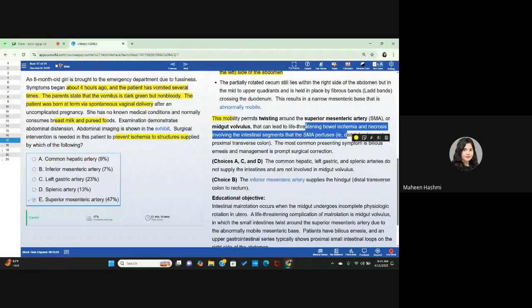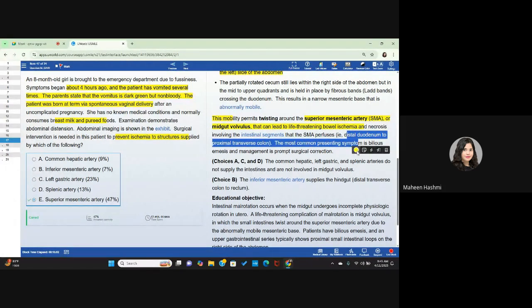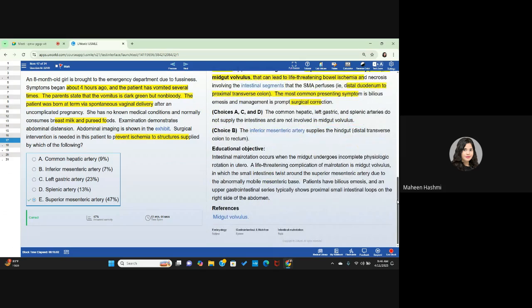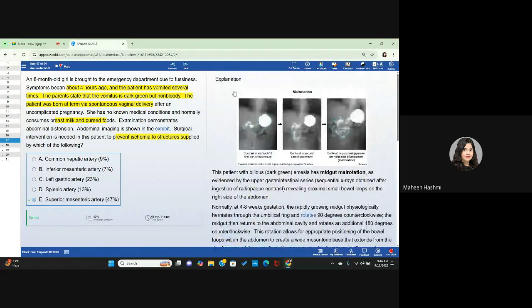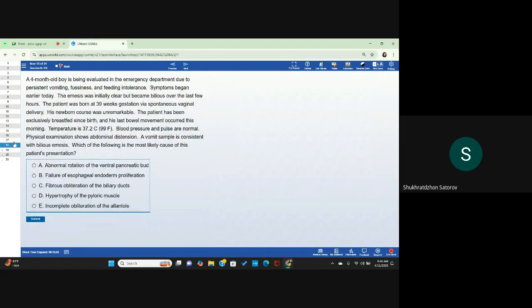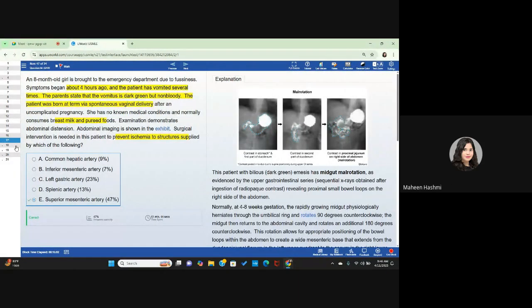When the SMA gets compromised, and the SMA supplies a lot of structures, such as the distal duodenum and proximal transverse colon, if it gets compressed there's obstruction of blood flow, and there will be ischemia of these two places. That is why it is high yield to remember that we take the patient into surgery to restore the blood flow in the SMA. Otherwise, your gut will get compromised. Do you have a question?